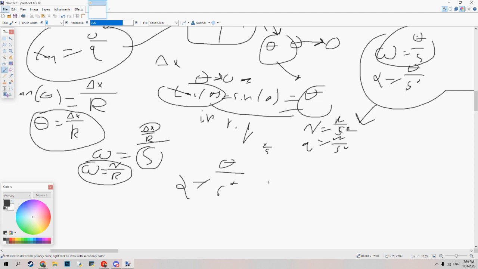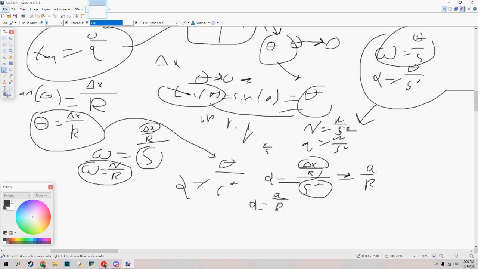All right. So yeah, substitute this in for theta. What do you get? We get alpha is equal to delta x over r, oh, I forgot my x, over seconds squared. And again, you have delta x over seconds squared. This is equal to acceleration over radius. Don't forget this. And yeah, that's also the conversion factor between alpha and acceleration. Alpha is equal to acceleration over radius.